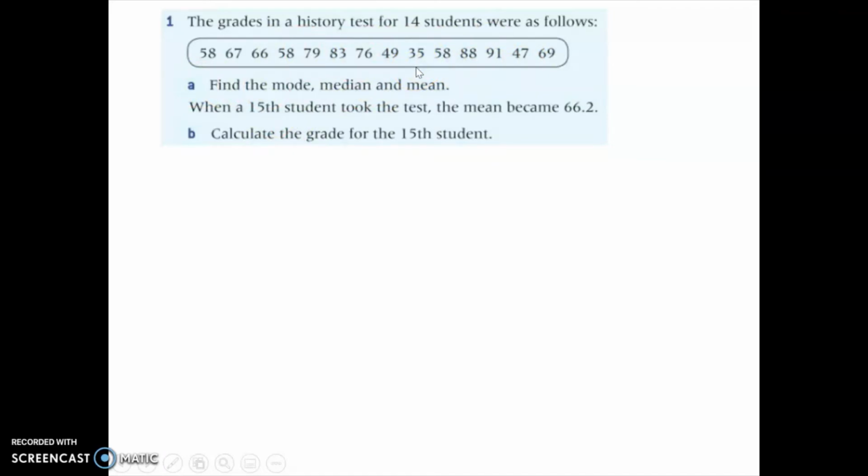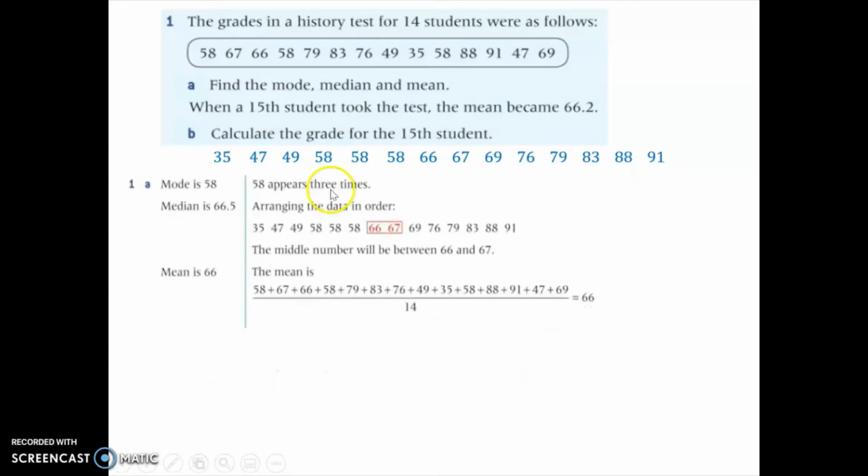And it often helps to take the data and sort it in order least to greatest first. So I will do that for you here. Here's our data written least to greatest. Now go ahead and find the mode, median, and mean. All right, let's see how you did.